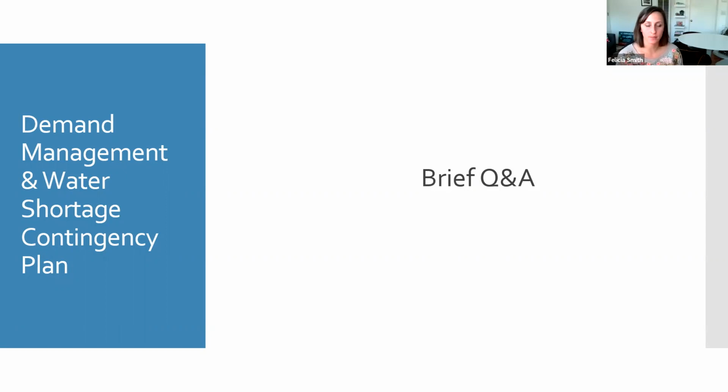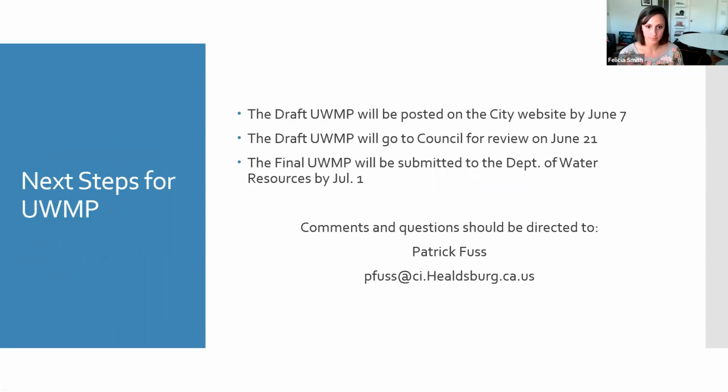While that's happening, Griselda, if you want to go to the next slide, we'll just do a 2-minute debrief and recap about where we're headed. Okay, so we will be bringing this to City Council on June 21st, which means by June 7th, a draft copy of the Urban Water Management Plan that also includes the water shortage contingency plan will be on the website, and we will be sharing that out through social media and city channels to make sure people are aware that you have a chance to review it in advance. It will go to council on the 21st for review and potential approval, and then from there, will be submitted to the Department of Water Resources by July 1.